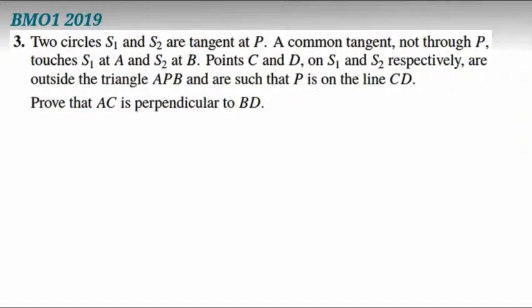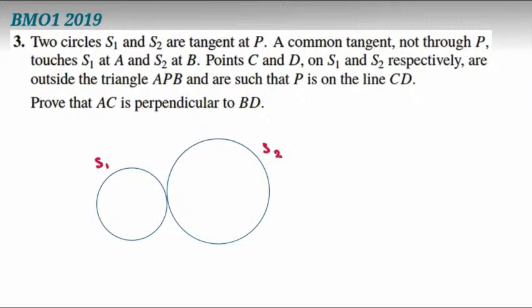Okay, let me show the figure. It says two circles S1, S2 are tangent at P. Then a common tangent not through P touches S1 at A, S2 at B, for example, something like this. Points C and D on S1, S2 respectively are outside the triangle APB, we have triangle APB, such that P is on line CD.